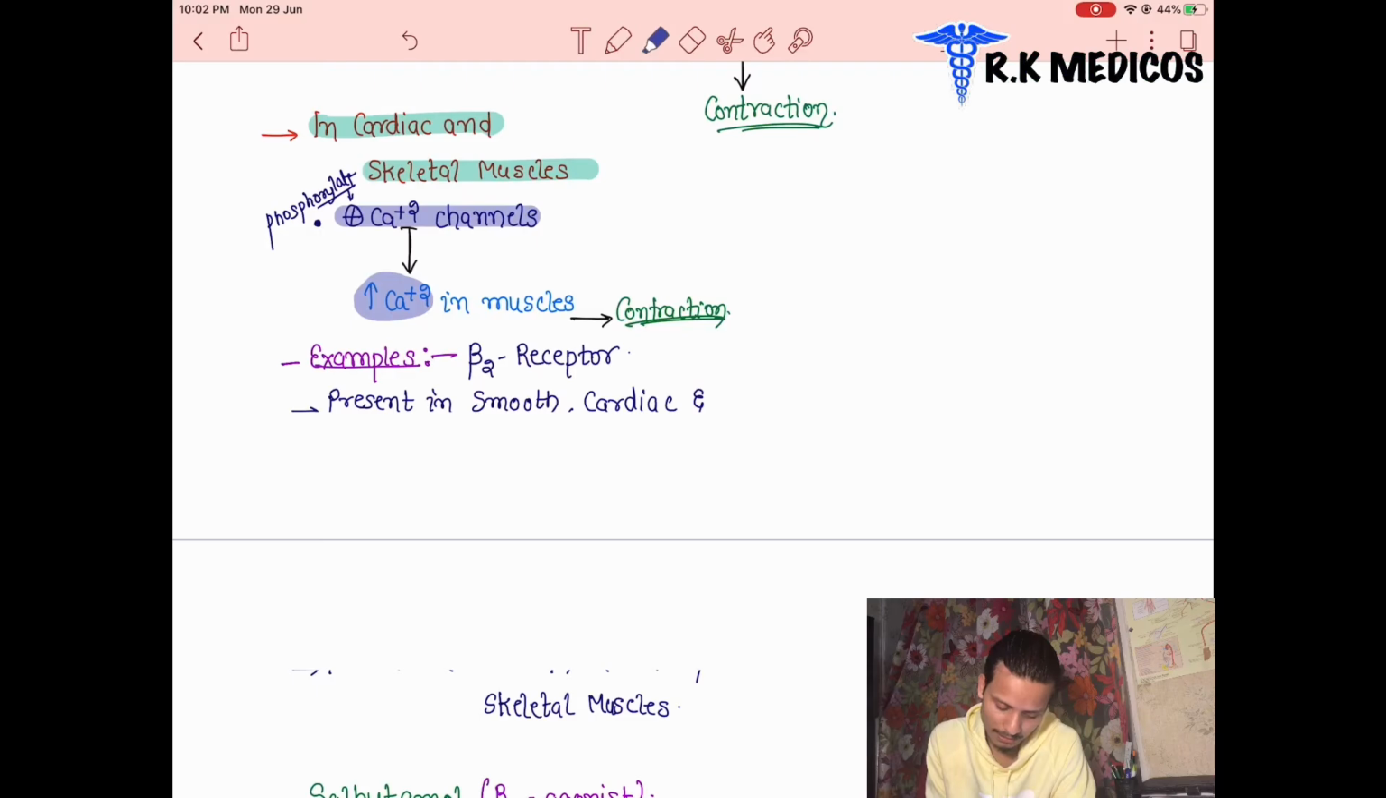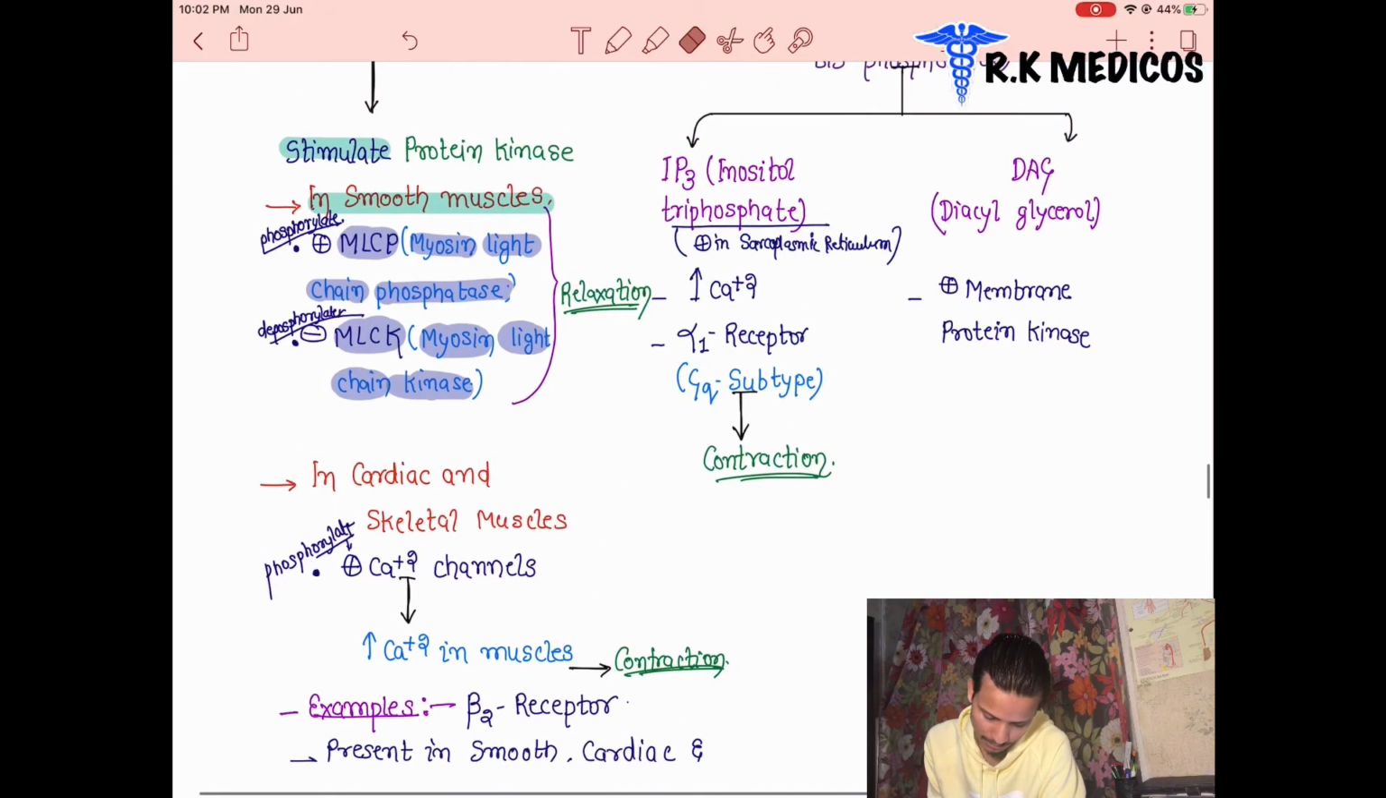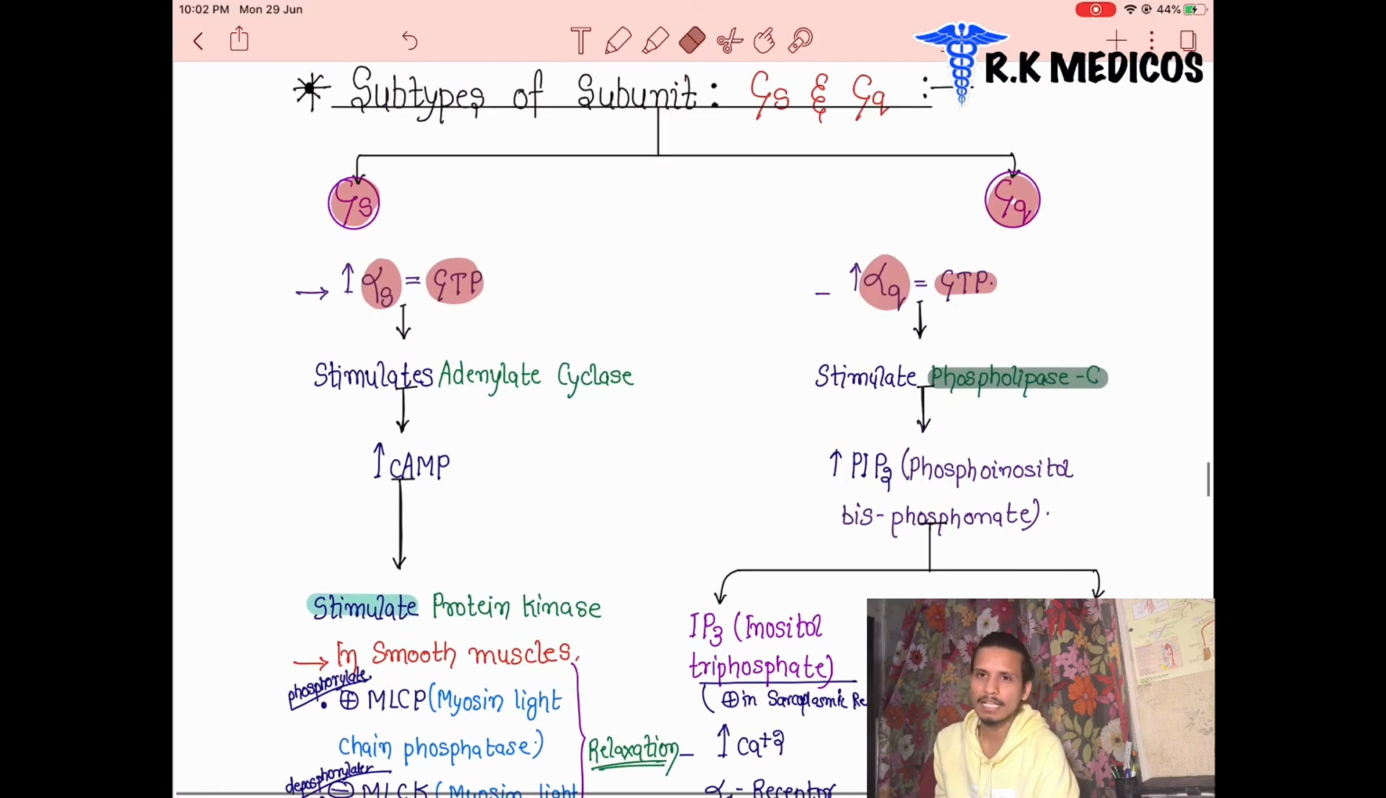What happens in the cardiac muscles? In the cardiac muscles, the calcium channels are phosphorylated. It means the calcium channels are first inactive, then they get activated and open. The calcium channels are more excited, and calcium flows into the muscles, which leads to contraction. The calcium channel is responsible for contraction in the muscle. For example, beta 2 receptors in the cell. Beta 2 receptors are located in the smooth muscles, cardiac and skeletal muscles. We will discuss later where they are located.